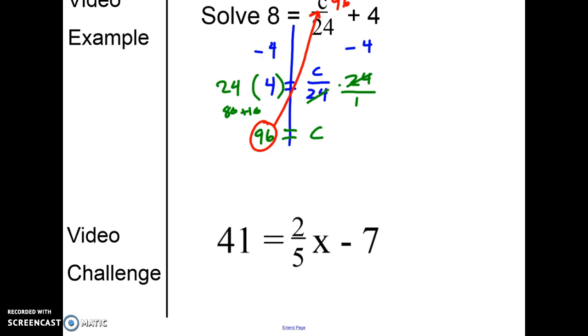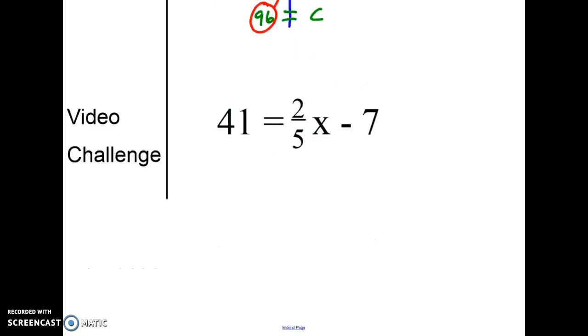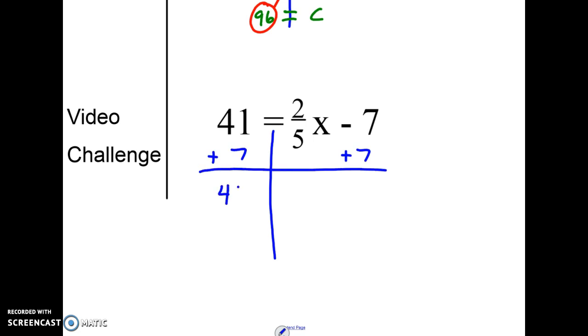Alright, hopefully you had a chance to do that one on your own. And here we're going to walk through it, just the different steps here. The first step isn't a whole lot different. We're going to add 7 on both sides. Draw the line. We have 41 plus 7, which is 48. And here we have 2/5 x.